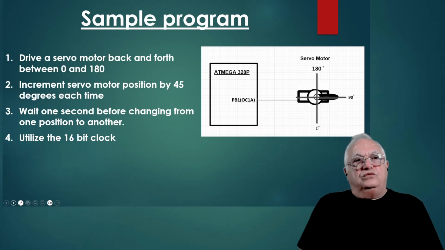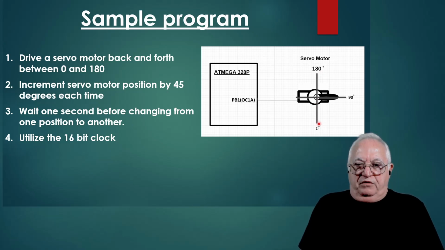Okay, let's talk about our sample program. So number one, drive the servo motor back and forth between 0 and 180. So we have our servo motor here hooked up to PB1, which the name is OC1A. And what I want to do, the first requirement is to drive it from 0 all the way to 180 back and forth.